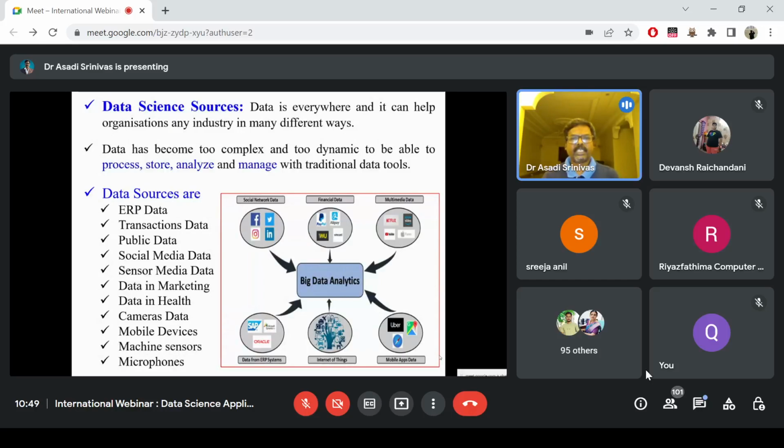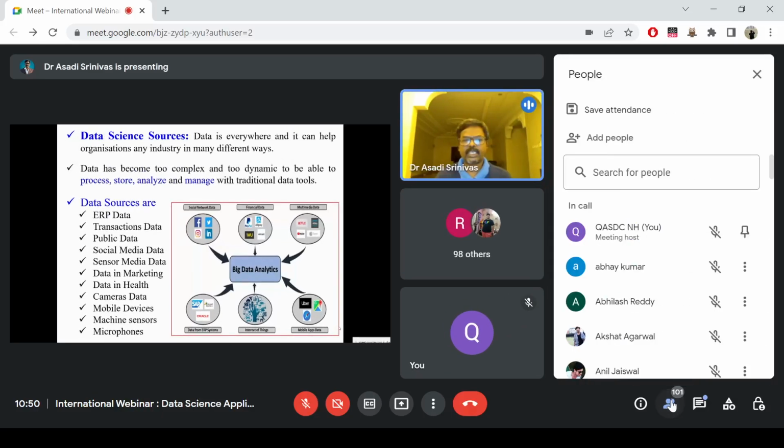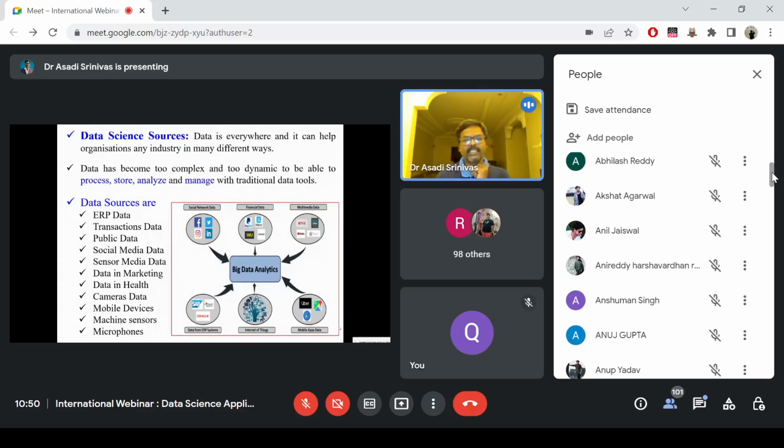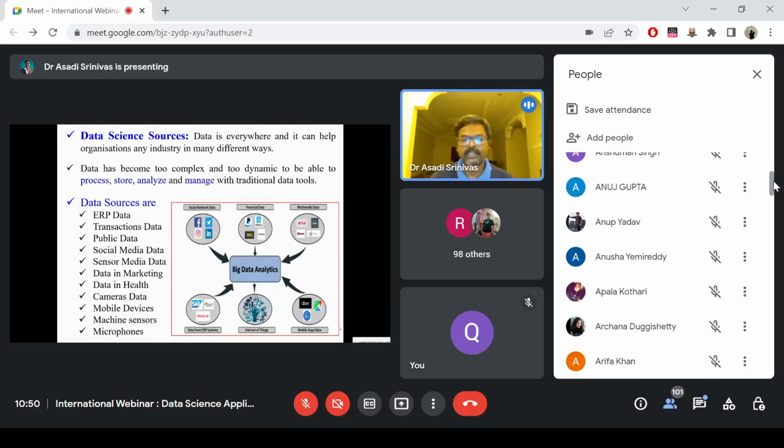And if you see where the data sources are available, data is everywhere, and it can help organizations and any industry in many different ways. Data can become too complex to store, process and analyze with traditional data tools. Data sources include ERP data, feedback, transaction data, public data, social media data, mail data, sensor data, data in marketing, data in health, cameras data, mobile devices, machine sensors, microphones.